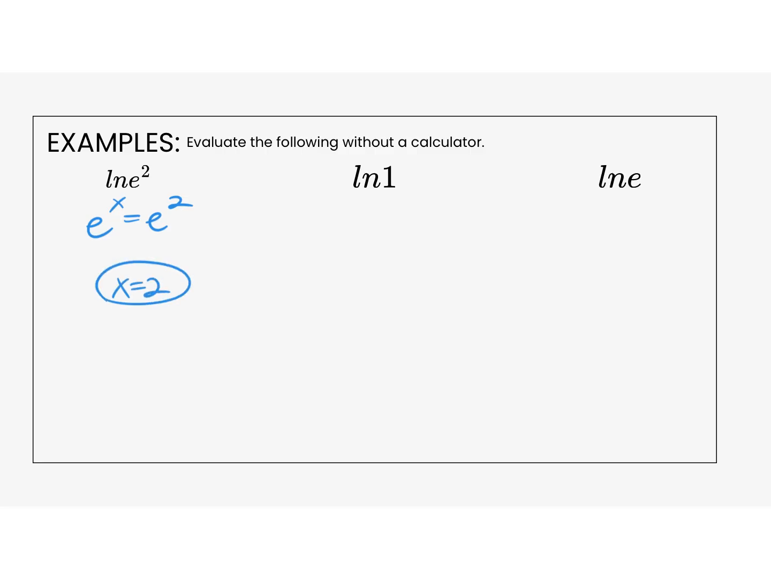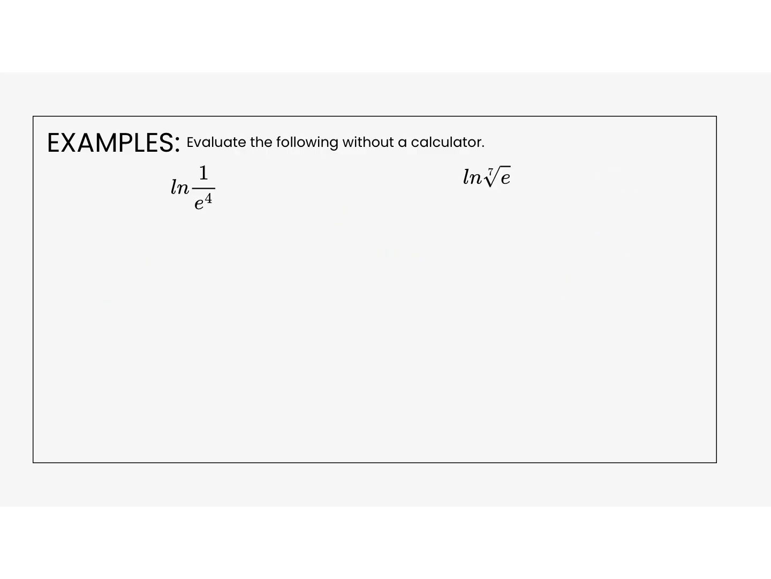Okay, so same thing here. e to what power equals 1? We know anything to the 0 power is 1. Those rules still apply here. This next one, natural log of e, so that's e to what power equals e, so that means x equals 1, right? Anything to the first power is just itself.